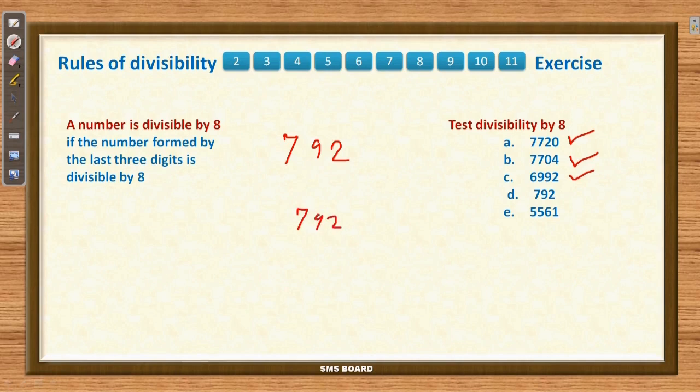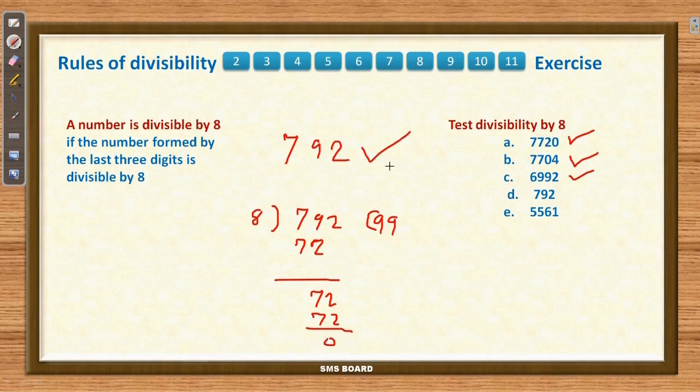392 is divisible by 8? 77, not possible. 79 is 9 times, so 9 times 8 is 72. So 9 times 8 is 72, so the remainder is 7. So 72, again 72, 9 times, so 72. On subtraction, the remainder is 0, so this number is divisible by 8.